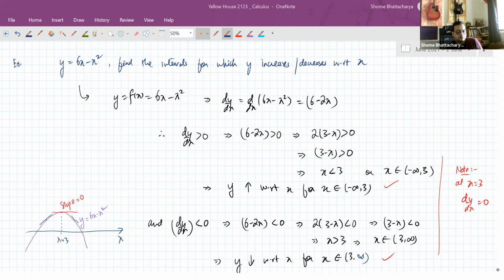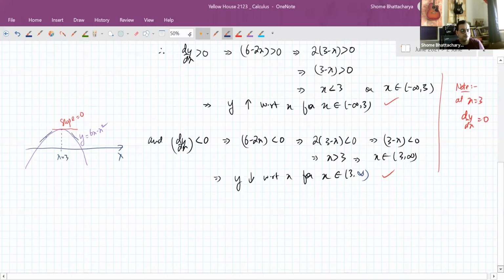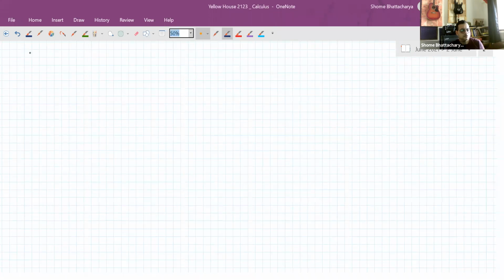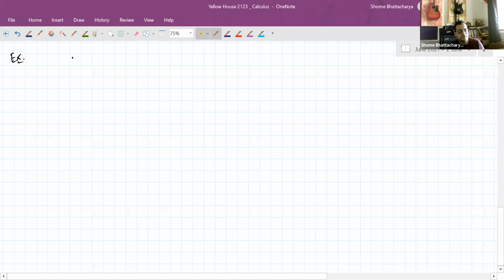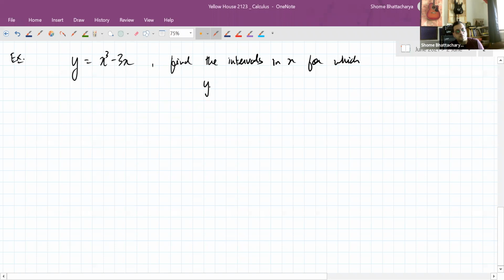Okay, so let's look at another example. So this time you try to solve this yourself. So now we have a slightly more interesting function, say x cube minus 3x. So again, we want to find the intervals in x for which the function increases or decreases. So apply the same method here, but just replace the function as x cube minus 3x instead of the quadratic function we had done earlier.